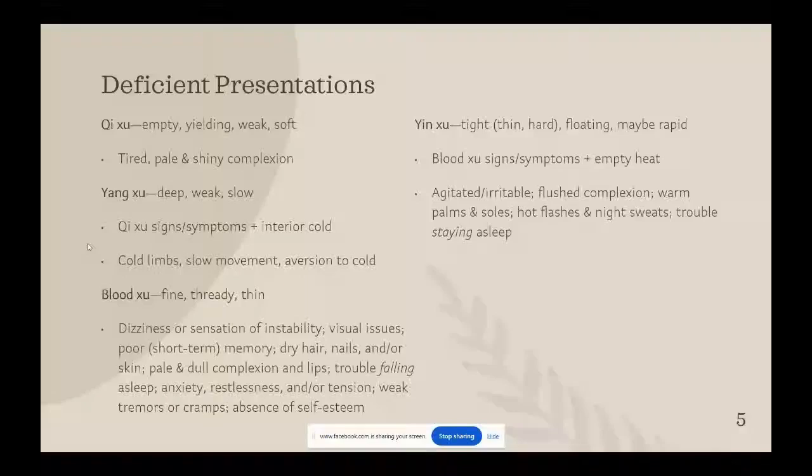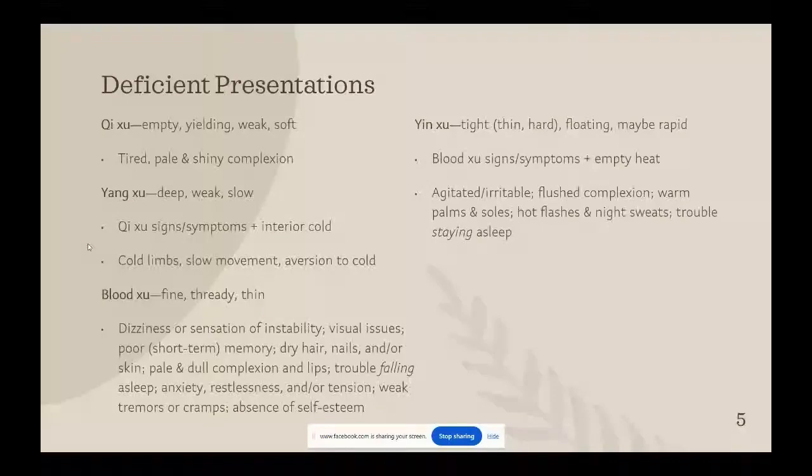Once something is leaving the body, if there's an issue, that is indicative of a deficiency. And also interesting to note, absence of self-esteem is associated with blood deficiency. So not having enough blood to fill up and be fully present. Blood has a lot to do with our ability to be present. And so yin deficiency, like I was saying before, you can view it as a more severe form of blood deficiency.